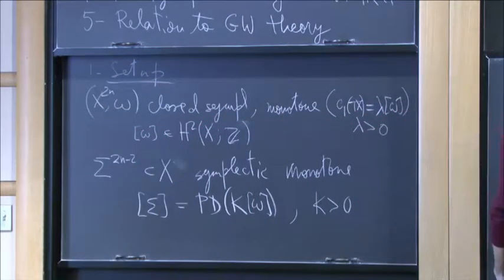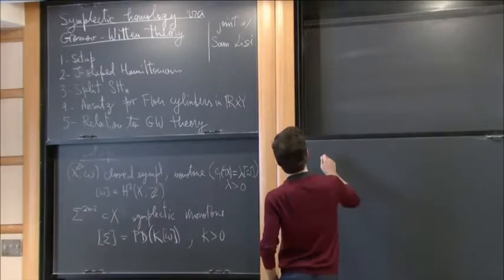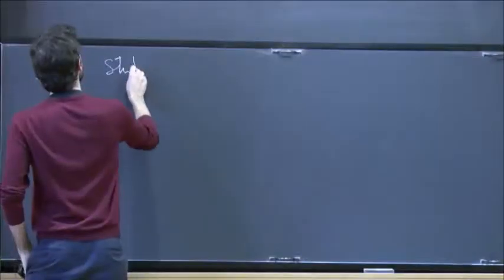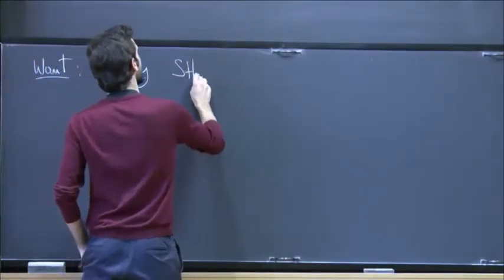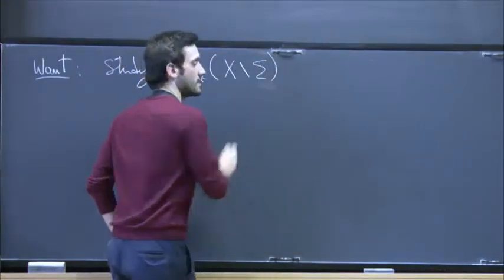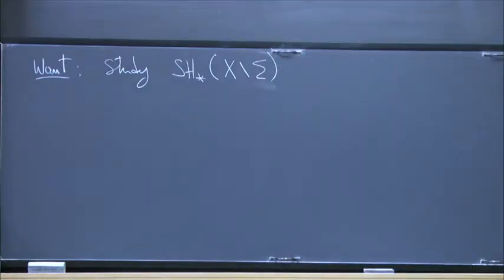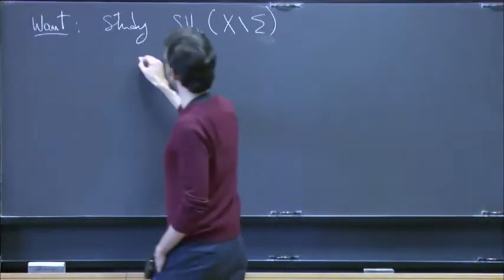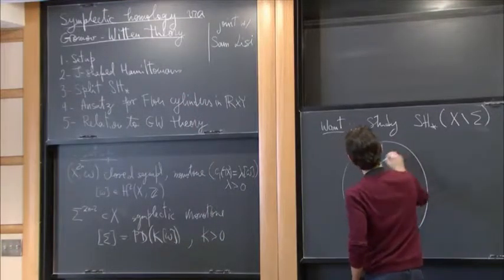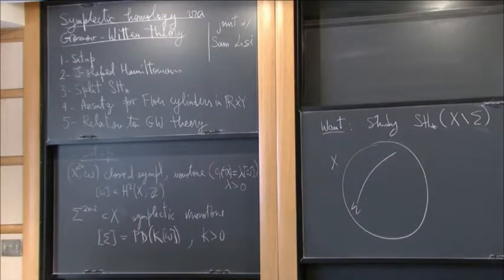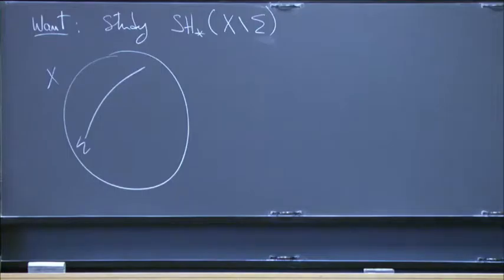What I will want is to study the symplectic homology of a manifold which is the complement of this divisor. Here is a picture for X. I have my divisor here. When I remove it, I get an open manifold. And what I want is to study the symplectic homology of this open manifold.